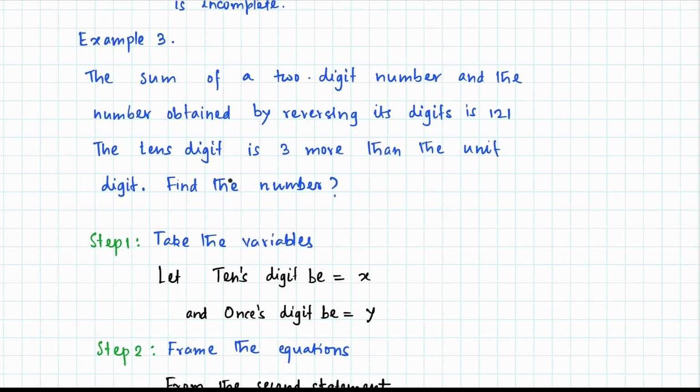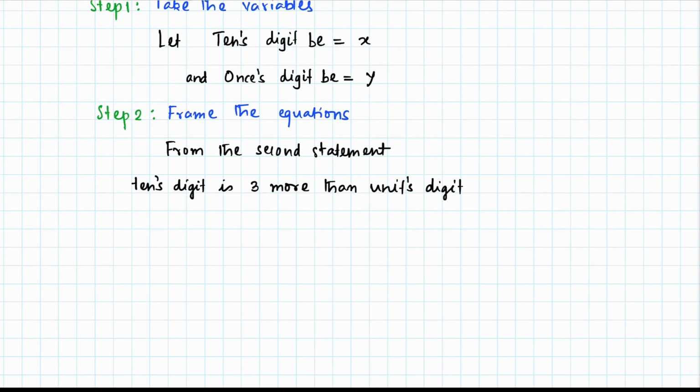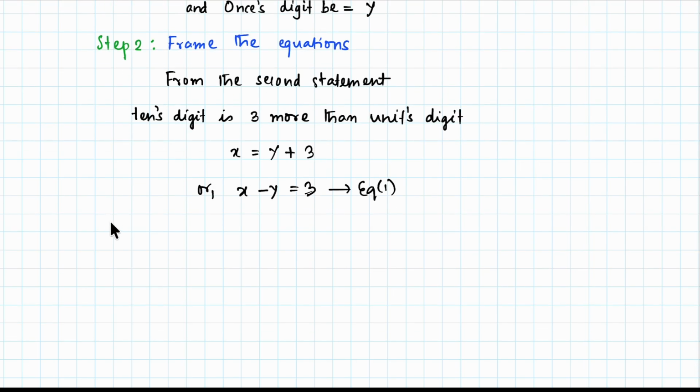This is the second statement. The tens digit is 3 more than the unit digit. That means we have x equal to y plus 3, or x minus y equal to 3. This is equation 1. Now let's frame equation 2.